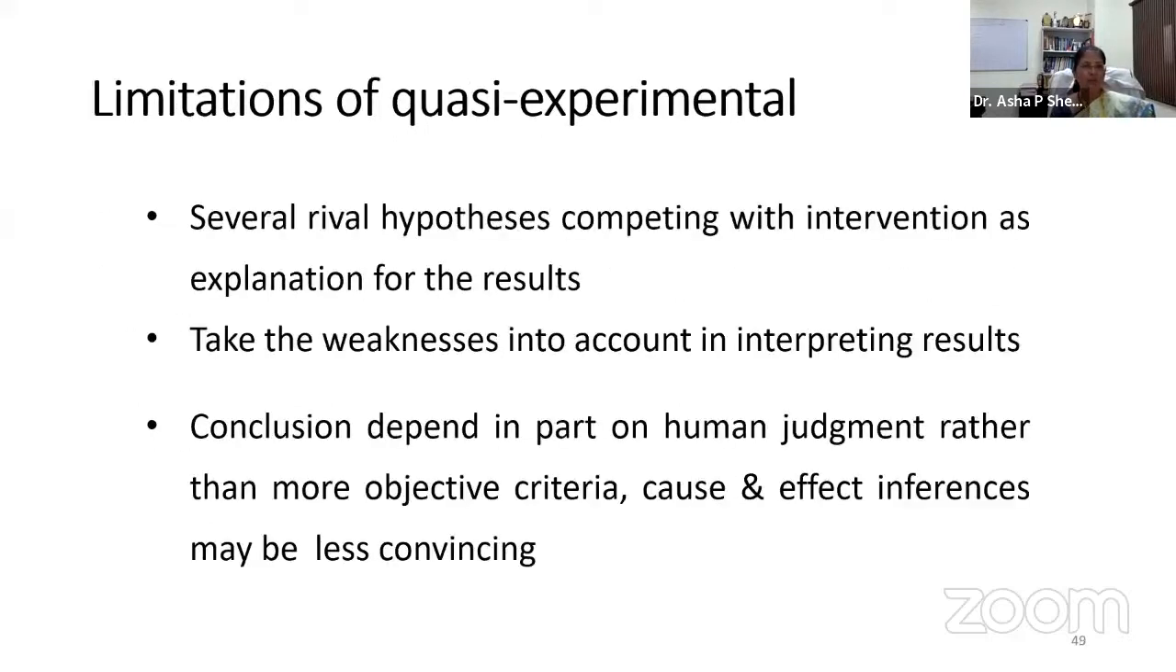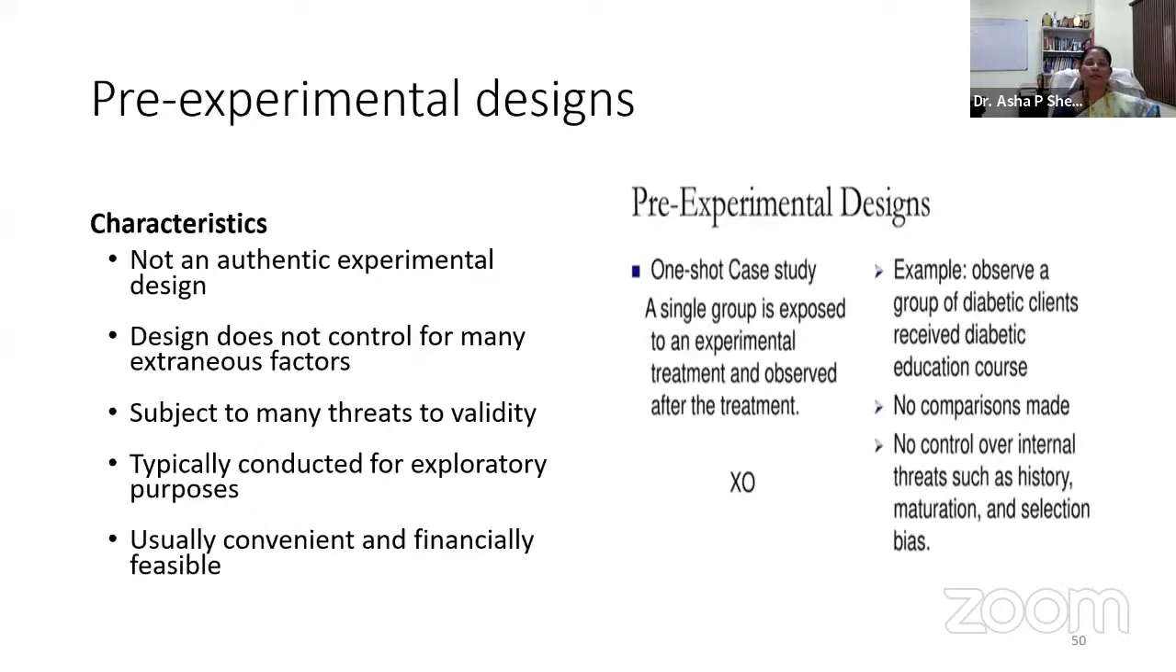As this becomes the limitation, there are also several rival hypotheses competing with the intervention as the explanation for the results. The conclusion depends in part on human judgment rather than more objective criteria, because cause and effect inferences may be less convincing here, since we do not have control and we do not have randomization. Okay, next, coming to the pre-experimental designs.